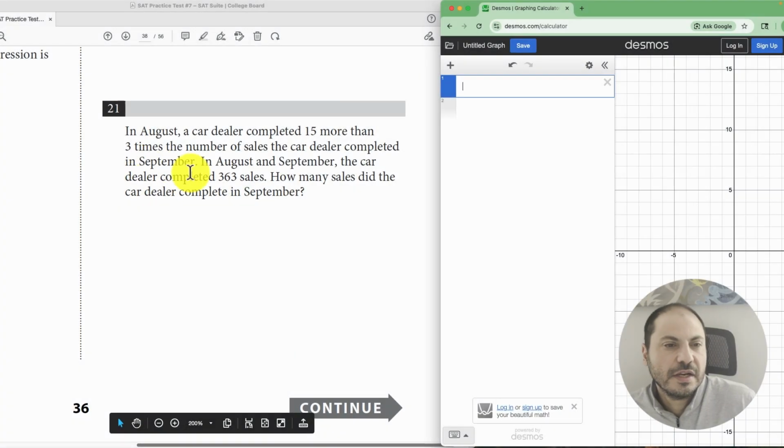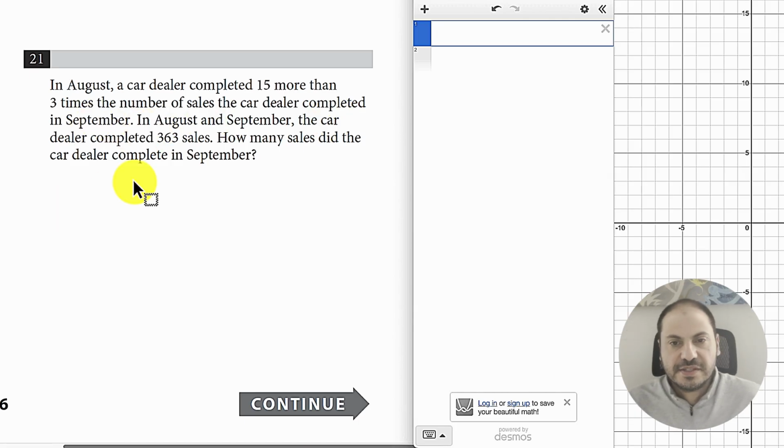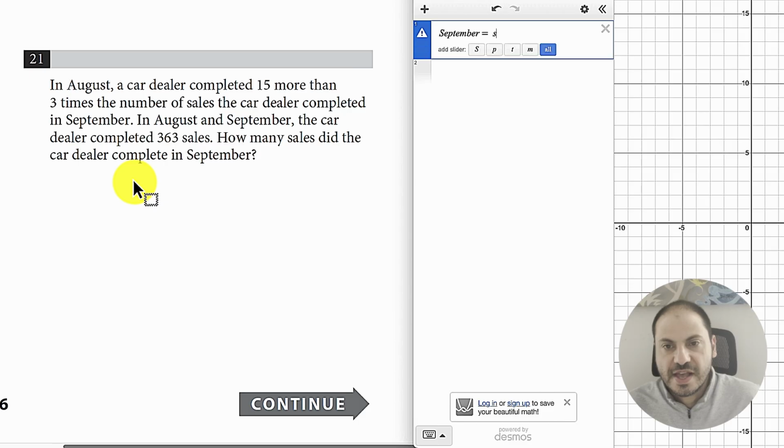It says, in August, a car dealer completed 15 more than 3 times the number of sales the car dealer completed in September. Let's say the number of sales in September is S, or we could use x, x1.